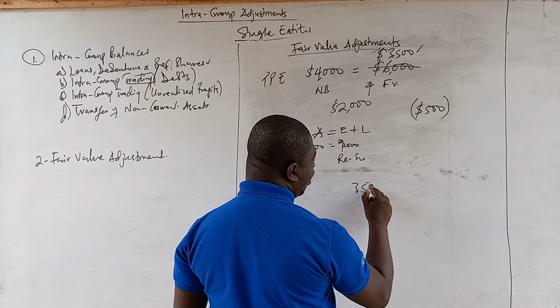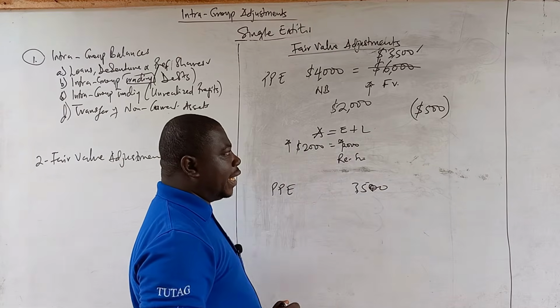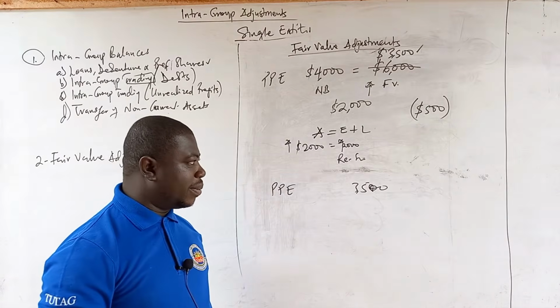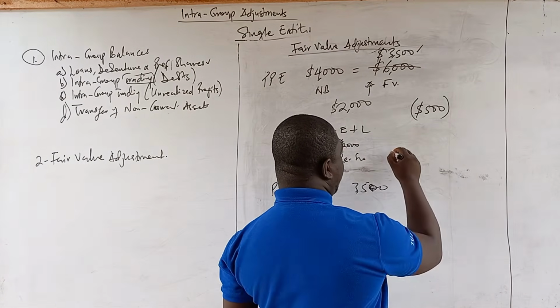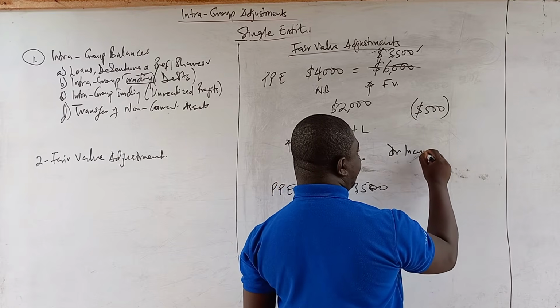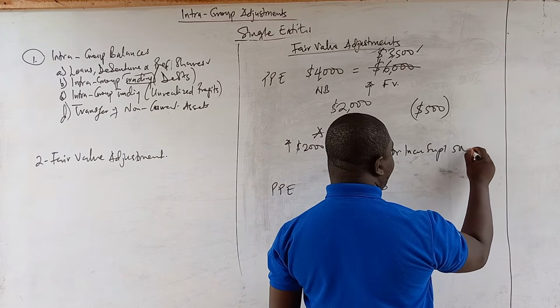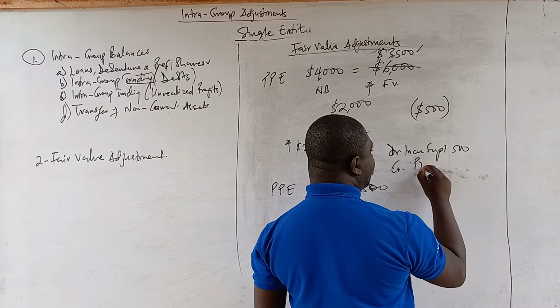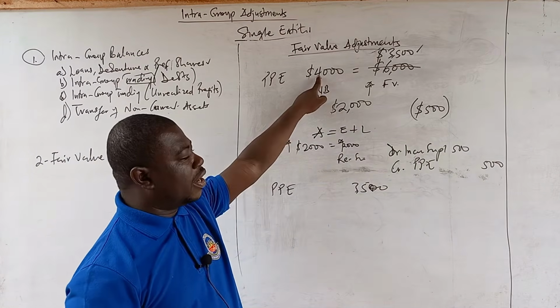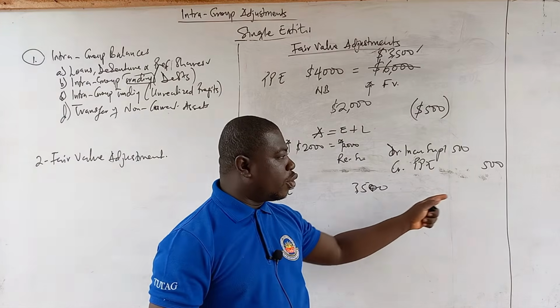That is the meaning of reflecting fair values. And then this 500 will be reduced from your group income surplus. And so what you are going to do is debit with a reduction. You are going to debit the income surplus with 500, and then you are going to credit the PPE with 500. That is why we are not showing the 4,000 again, but we are showing 3,500 because we have reduced it by 500.